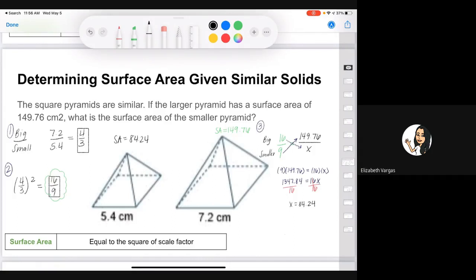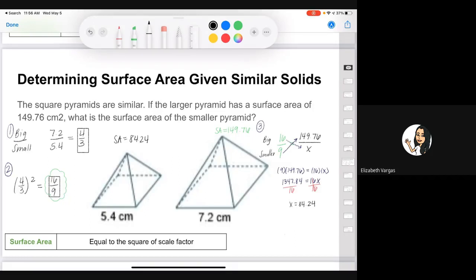Okay? And what this is telling me, according to what I've identified, is that my surface area has been multiplied by 16 over 9 to give me my resulting surface area of my larger pyramid. What I've also been able to identify is that my side right here, that was 5.4, was multiplied by 4 over 3 to give me my other side over here, 7.2. Okay, so that is what these different scale factors are telling me.